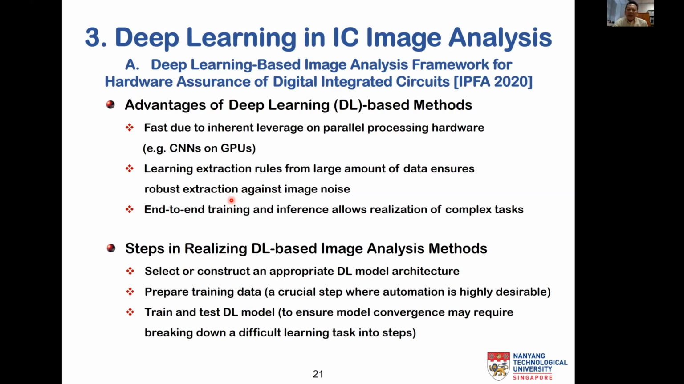The steps in realizing the DL-based image analysis method. Let me explain the steps of what we carry out to design this deep learning-based method. First, we have to select or construct an appropriate model. We call it the DL model architecture. After we select this model, we can prepare our training data, a crucial step where automation is highly desirable. And also we train and test the DL model. After that, we can use that model for our identification or analysis.